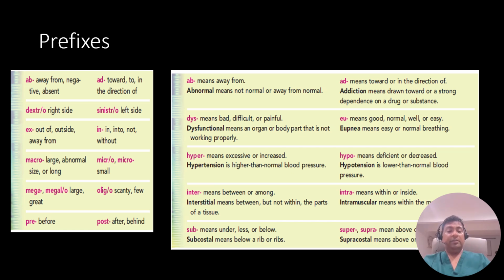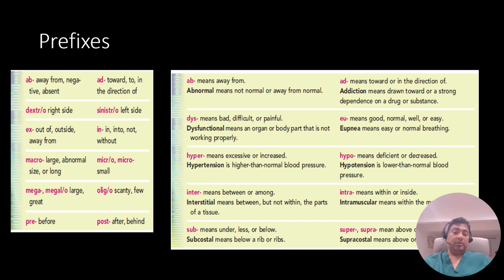Think of the word inconsiderate. In this case, in the English language, the word in means without consideration. Macro refers to large, abnormal size, or long. Micro, just like a microscope, refers to small. Megalo refers to large or great. Oligo refers to scant or few.